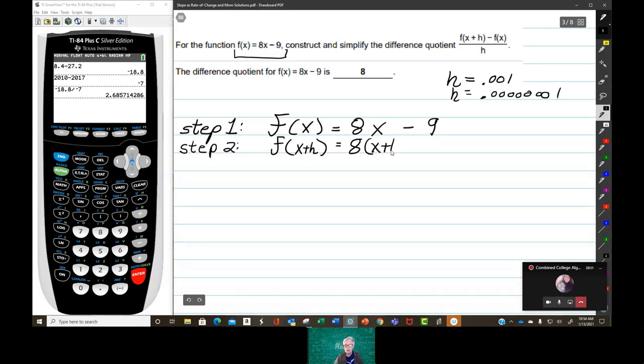8 times x plus h. This is the code that says, okay, for every x up here in f of x, stick in x plus h. So we'll have 8 times x plus h minus 9. Well, I'm going to multiply 8 times x and 8 times h. So I will have 8x plus 8h minus 9, because the minus 9 is at the end. Now I know what f of x plus h is.